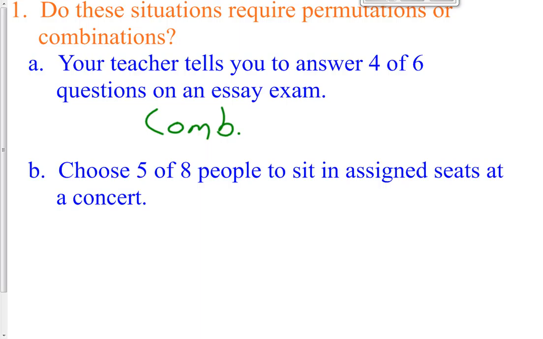Now, if you choose 5 of 8 people to sit in assigned seats at a concert, does it matter if you sit in the first row as compared to the 10th row, as compared to the 20th row? Does that matter? Absolutely it does. This one is going to be a permutation.